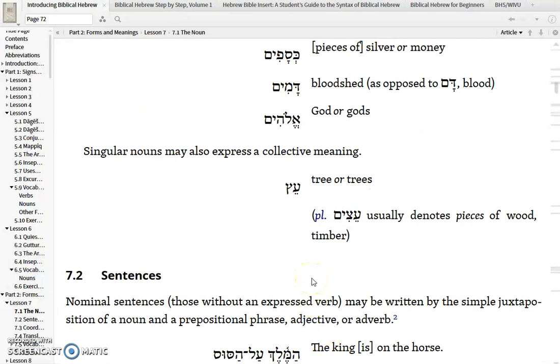Singular nouns can also have collective meanings. So the word eitz, tree, can mean a single tree, but it could mean tree as a category of things. Kind of like sheep and deer in English. You do have that singular of collective, that the singular form can have a plural sense to it. The plural of tree often means something like pieces of wood, eitzim, so it doesn't mean trees necessarily, but it means trees that have been chopped up.